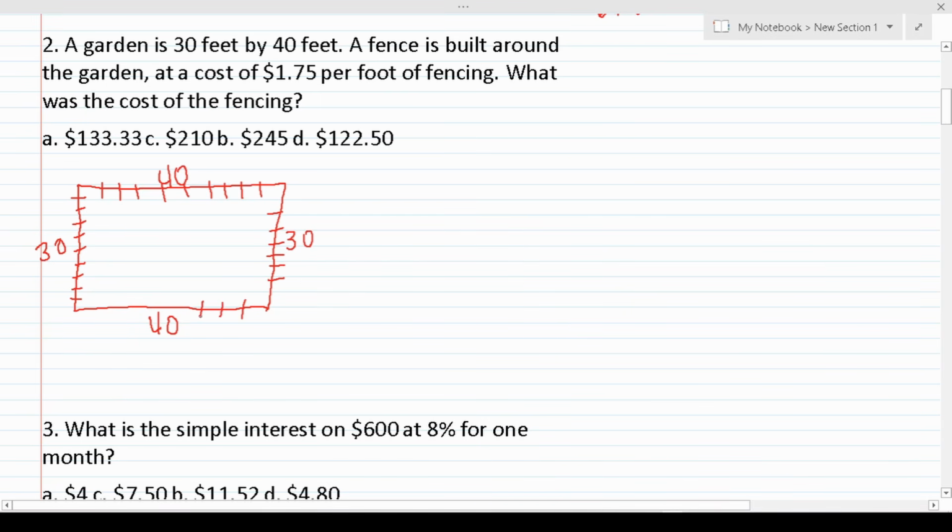And in order to find the perimeter of any shape, you have to add up all the sides. So in this case, to find the perimeter of this rectangle, you're going to do length plus length plus width plus width. That is, you're adding up all the sides, which looks like this. Length is 40, so that's 40 plus 40. Width is 30, so that's 30 plus 30. Let's go ahead and work that out.